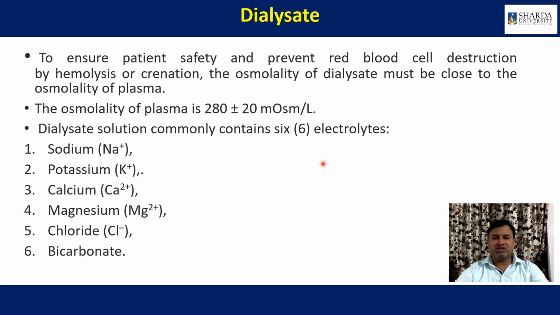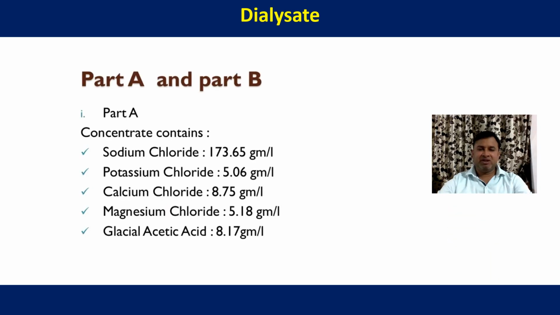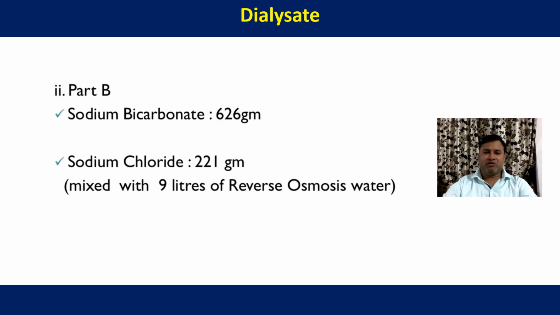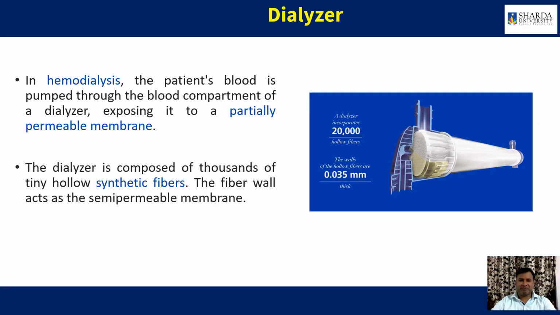There are 6 electrolytes or ions present in the dialysate: sodium, potassium, calcium, magnesium, chloride, and bicarbonate. We can divide the dialysate into two parts, part A and part B. In part A, mostly electrolytes are present like sodium chloride, potassium chloride, calcium chloride, magnesium chloride and glacial acetic acid in different concentrations. While in part B, sodium bicarbonate and sodium chloride are present in specific concentrations.